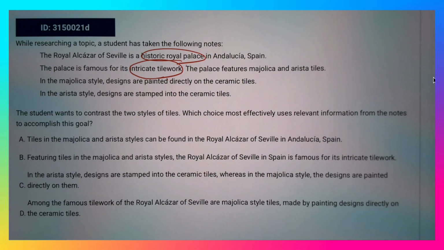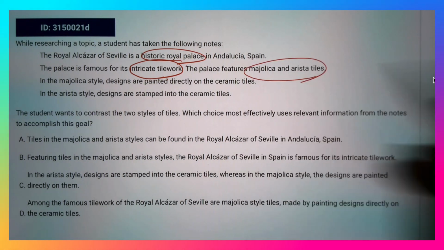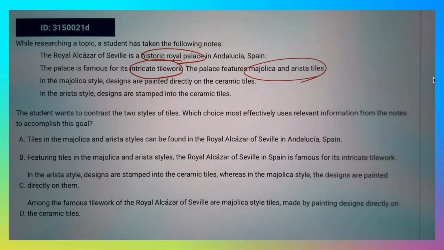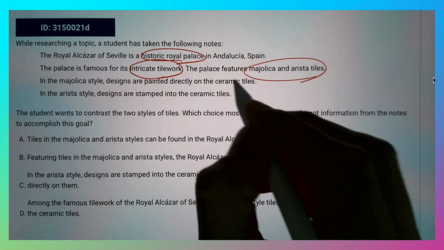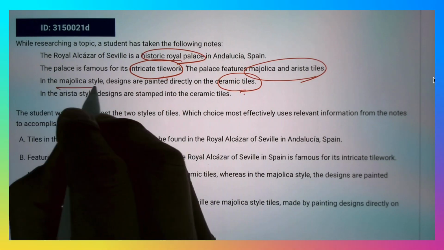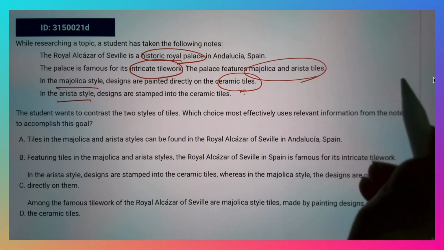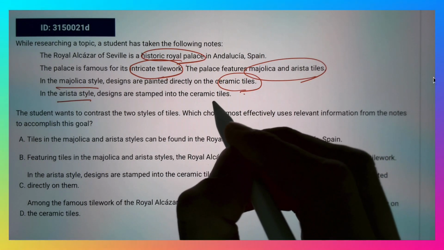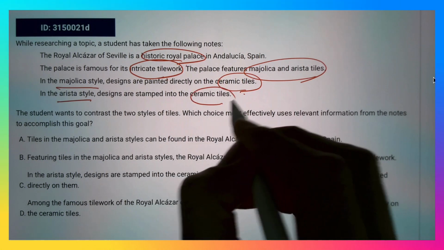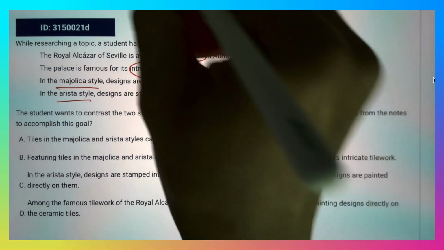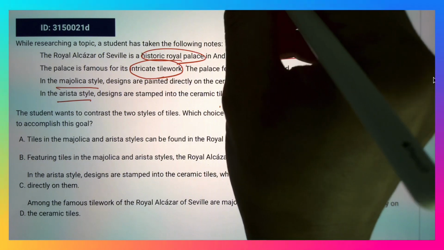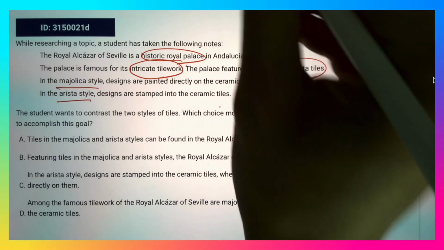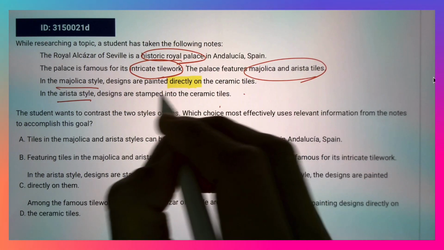The palace features majolica and arista tiles. Okay, so there are two kinds of tiles. In majolica style, the designs are painted directly on the ceramic tiles. So ceramic tiles for majolica style. In arista style, designs are stamped into the ceramic tiles. So in fact, I should say more about directly on, and then stamped into.